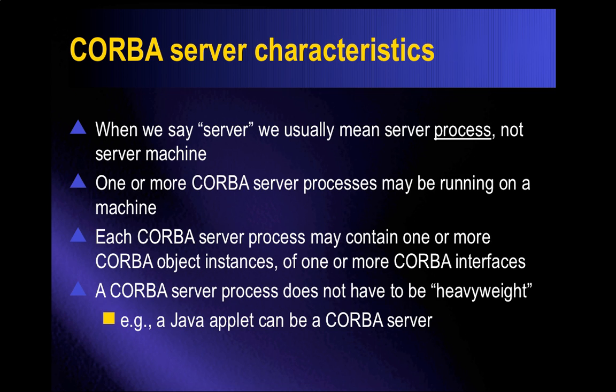Server characteristics. When they say the server, we usually mean the server process, not the server machine. One or more CORBA server processes can be running on the machine. So we can run multiple instances, processes of CORBA for different applications or for different things, or we can run it all together. Each CORBA server process may contain one or more CORBA object instances. So you install a server and you install CORBA, and you have different instances of it working for different applications or different purposes. So what does that remind you of? Servlets. So you can put a servlet on that same machine along with your CORBA, or your object request broker.